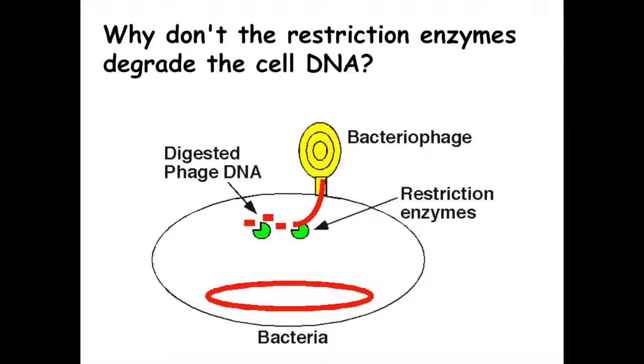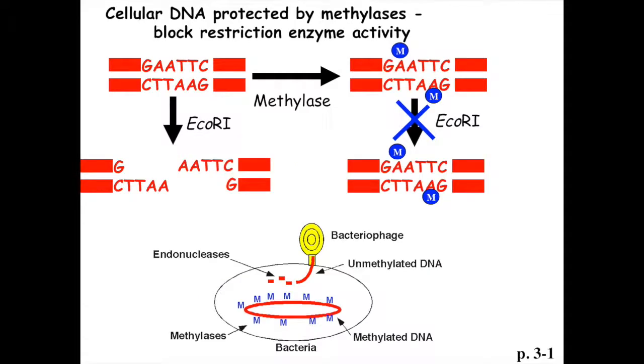Now, why don't the restriction enzymes degrade the bacterial cell's DNA? It's a good question. The bacterial DNA is actually protected with methyl groups, and because it has those methyl groups, these endonucleases can't wrap themselves around the DNA and cleave at those points. So it methylates its own DNA to prevent this from happening. The bacteriophage, on the other hand, does not have methyl groups on its DNA, and the endonucleases will quickly digest the DNA.